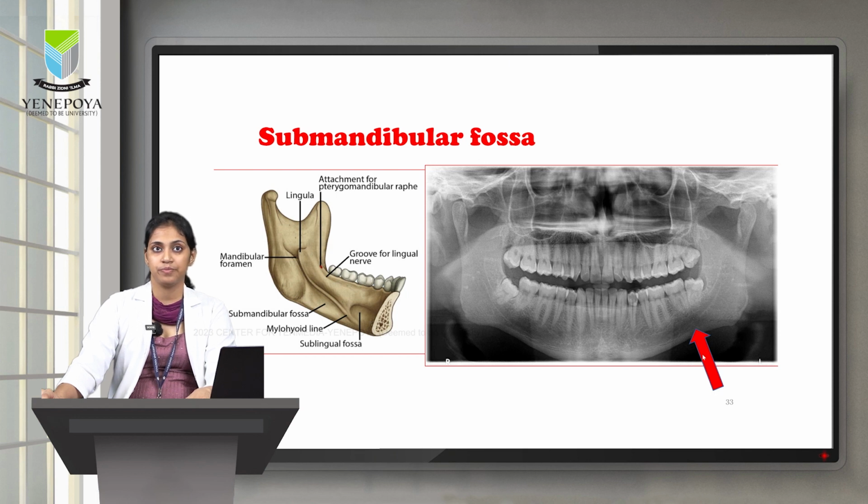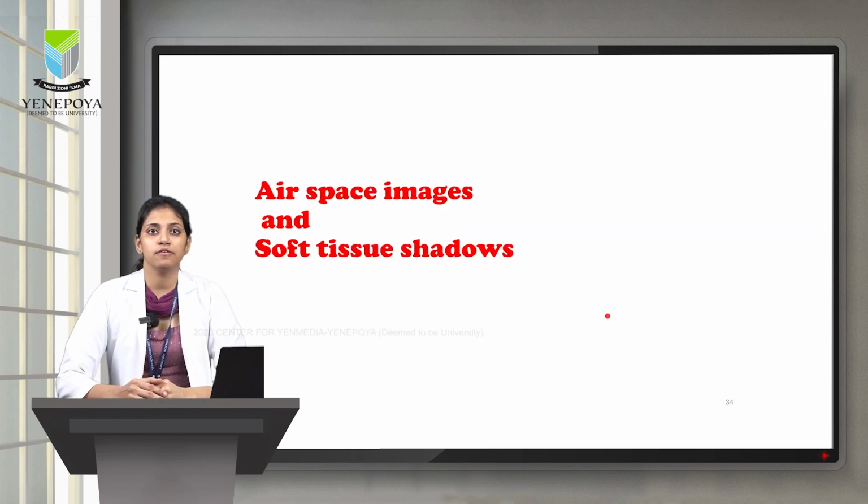We have now seen the few landmarks which are seen in the maxilla, mandible and its supporting structures. Now we will be looking at a few air spaces and soft tissue shadows which superimpose onto the panoramic radiograph.